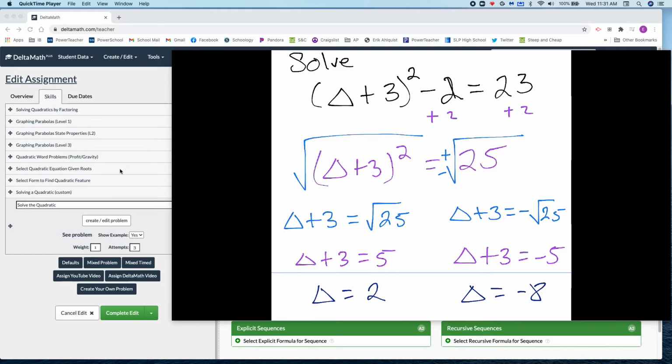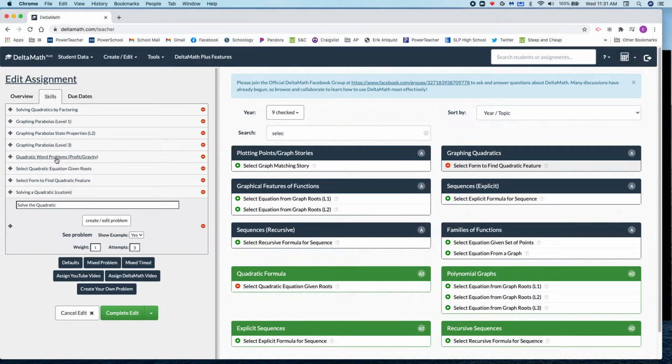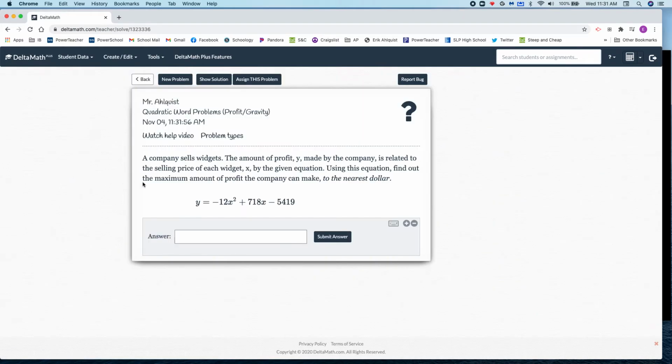So let me go to a problem like this one, quadratic word problems. Now I look at this and I go, holy cow, that's a lot, right? I look at that and go, okay, a company is selling widgets. The profit Y made by the company is related to the selling price of each widget. Use this equation to find the maximum profit. Well, this is a parabola that opens down. Notice that it opens down because there's a negative 12 there.